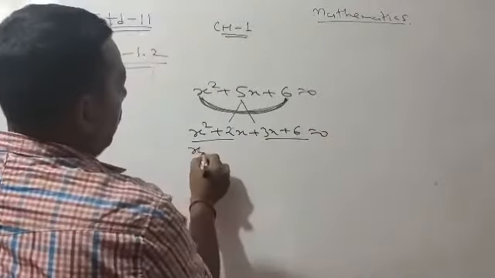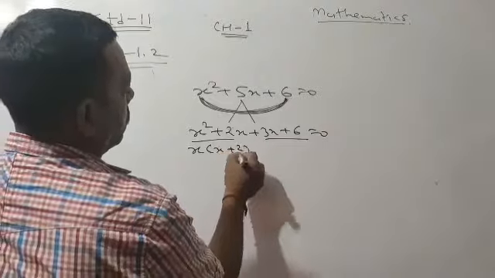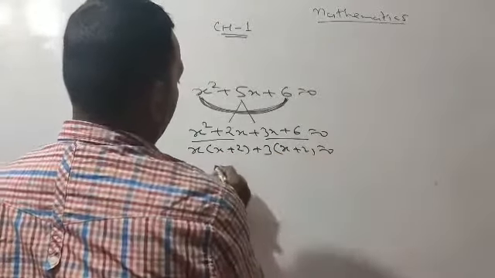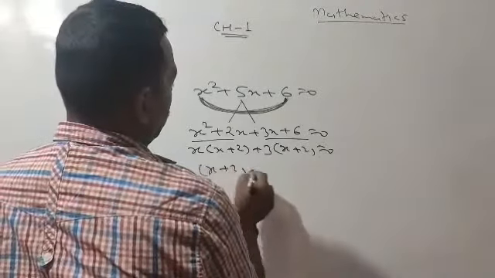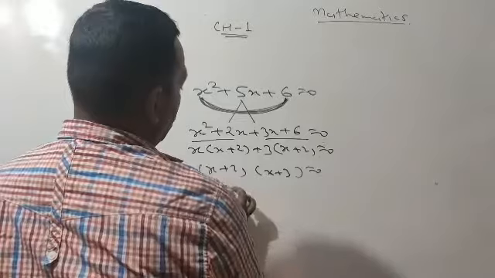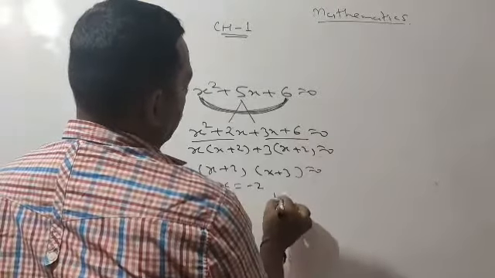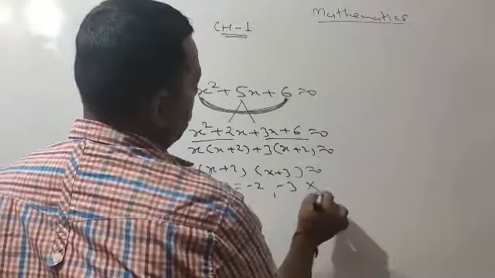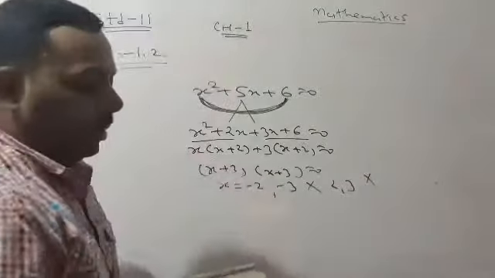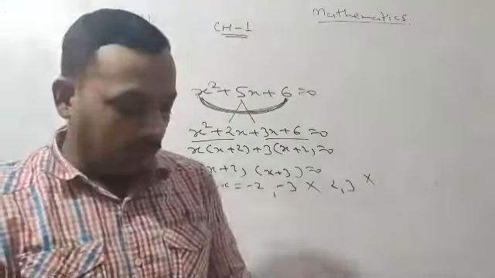What can we take common? x. What is left? x plus 2. Now we can take 3 common. Here x plus 2 equal to 0. So x plus 2 and x plus 3 equal to 0. So the answer x is equal to minus 2 and minus 3, which is not the same as 2 and 3. So the first one is not an equal set.